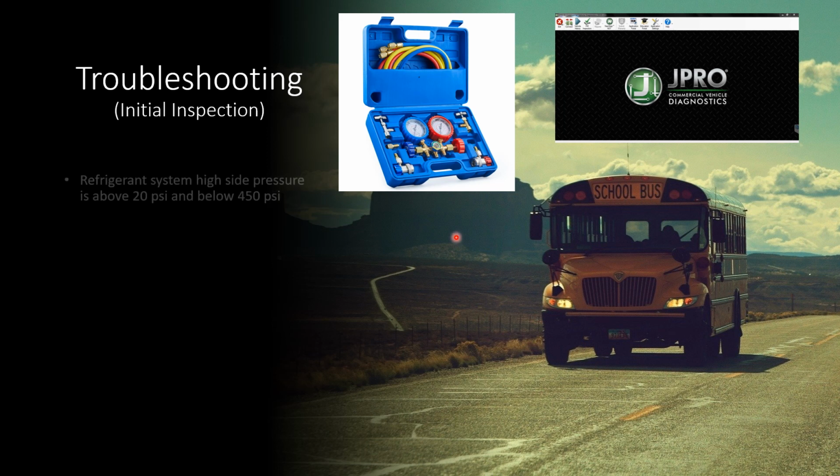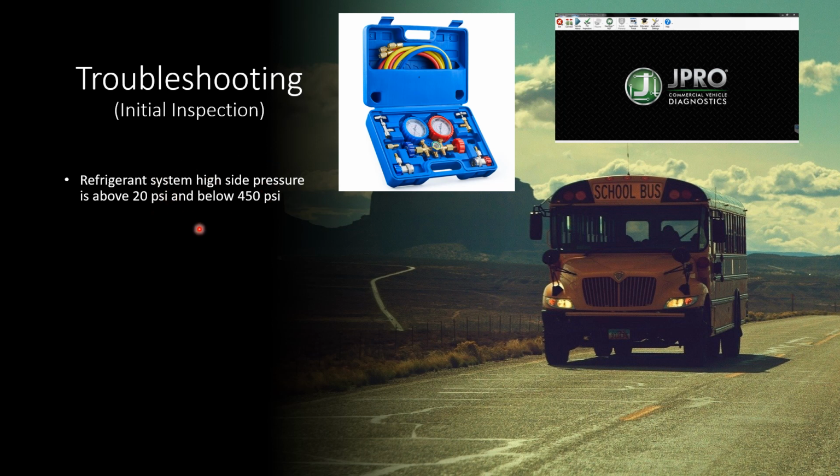The very first thing we're going to do is make sure that our system refrigerant on the high side is above 20 psi and below 450 psi. Now, this is just an initial check. I am going to go over pressures.